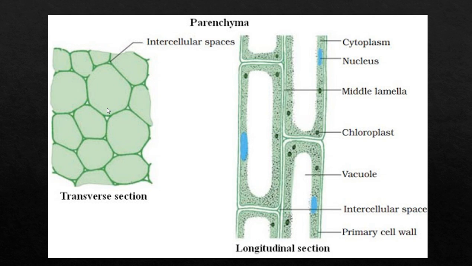The transverse section, that is TS, and longitudinal section, LS, are given here. You can see the cytoplasm, it is quite dense, the nucleus is small, middle lamella, chloroplast. Chloroplasts are the structures which trap sunlight. Vacuoles are there, intercellular spaces. Look, this is the intercellular spaces, and this is the primary cell wall.